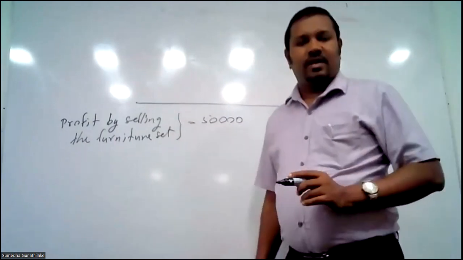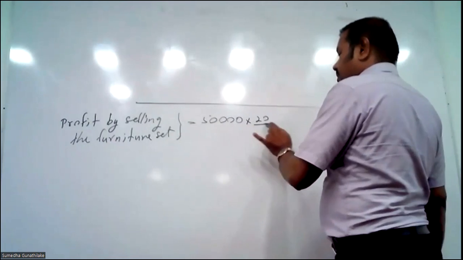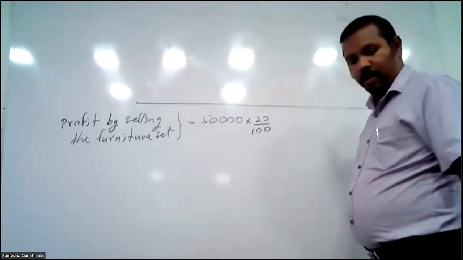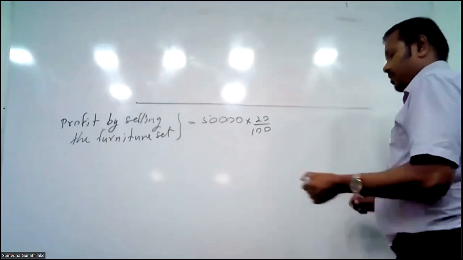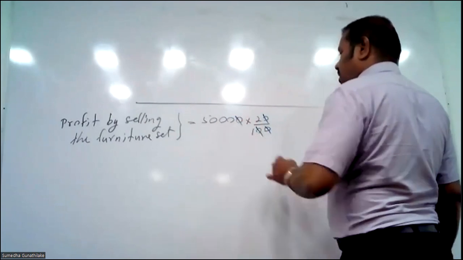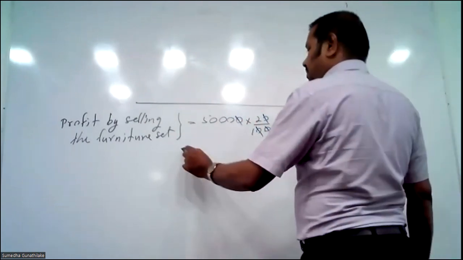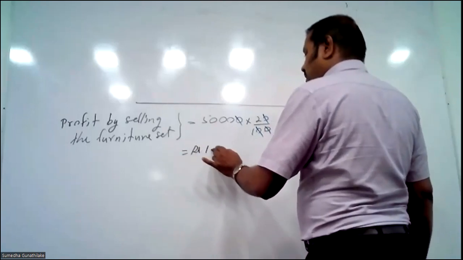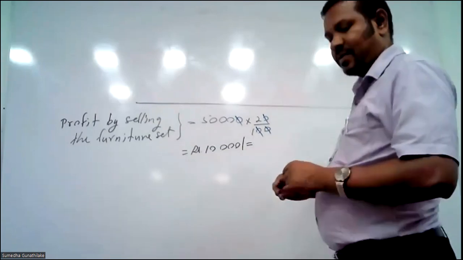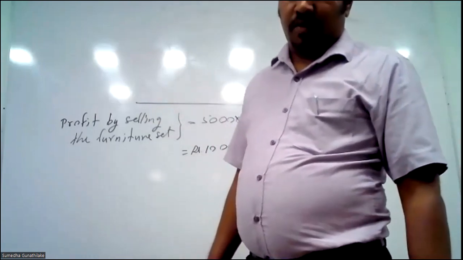Buying price of the furniture set 50,000. He earned 20% profit. That is 1, 2, 1, 2. What's that? 5,000 into 2, 10,000. Right? He earned 10,000 profit.